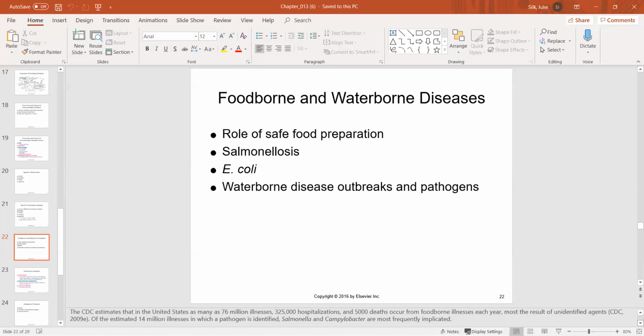So the CDC estimates that in the U.S., as many as 76 million illnesses, 325,000 hospitalizations, and 5,000 deaths occur from foodborne illnesses each year. Most are the result of unidentified agents. Of the estimated 14 million illnesses in which a pathogen is identified, Salmonella and Campylobacter are most frequently implicated.